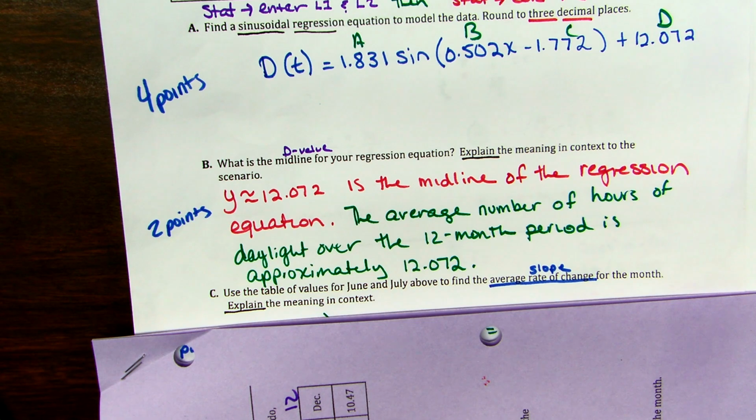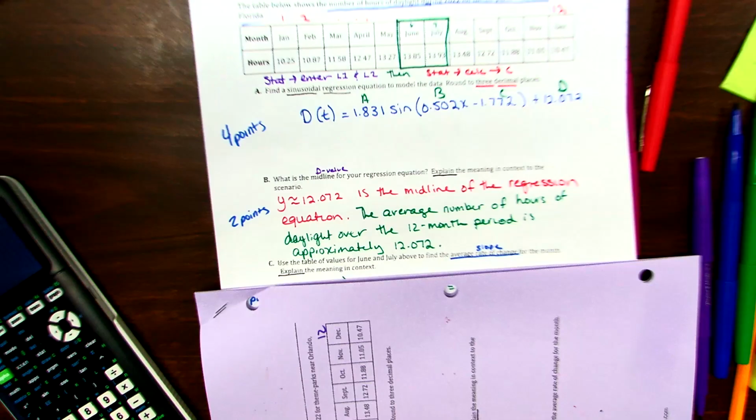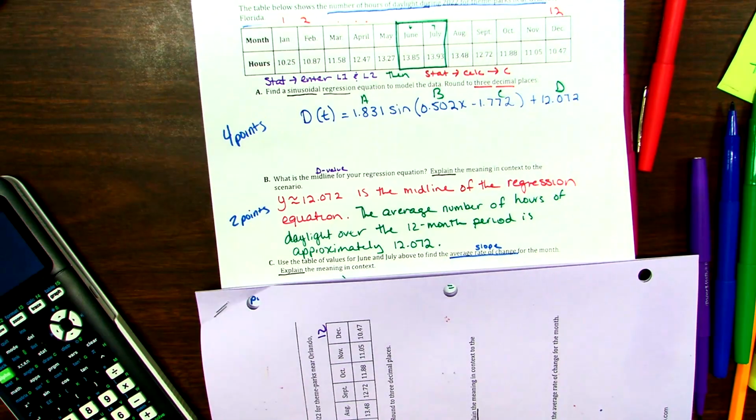Part C is AROC, or slope, between June and July. So just those 2 months. What's the rate of change? What's the slope? Guys, you've been doing slopes since you were just little babies. Change in Y over change in X's. June and July, gotta go back up to the chart and see. January, February, March, April, May. June is 6, July is 7. Those are the 2 X values, and then the Y values are whatever the Y values are in the chart.